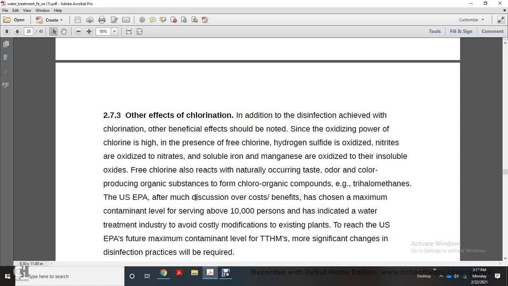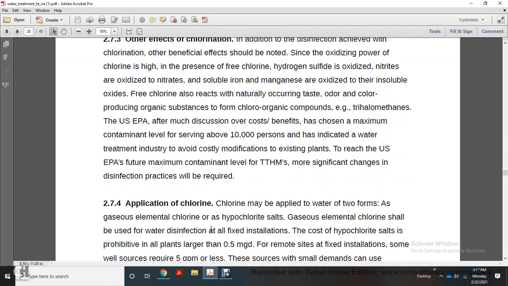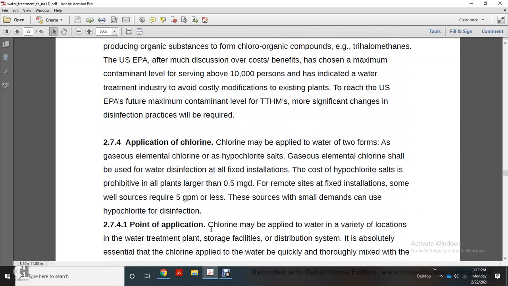The U.S. EPA, after much discussion over cost and benefit, has set maximum contaminant levels for systems serving more than 10,000 persons, and has indicated to the water treatment industry to avoid costly modification of existing plants to reach the U.S. EPA's future maximum contaminant level for total trihalomethanes. Most significant changes in disinfection practices will be required.